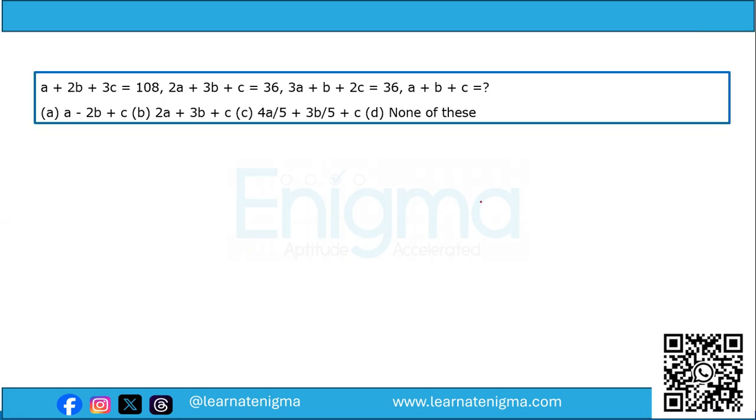a + 2b + 3c is equal to 108. 2a + 3b + c is equal to 36. 3a + b + 2c is equal to 36. We want to find out the value of a + b + c.